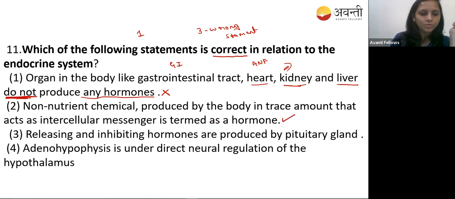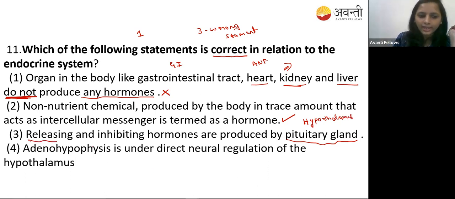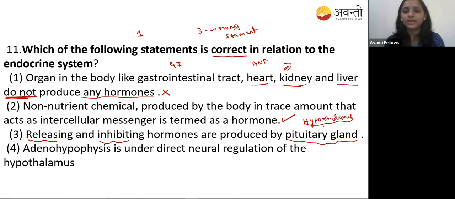Then coming to option 3, releasing and inhibiting hormones are produced by the pituitary gland. No, releasing and inhibiting hormones are produced by the hypothalamus, right? Releasing and inhibiting hormones are produced by the hypothalamus, not by the pituitary gland. So that is the reason this option 3 is also a wrong statement.